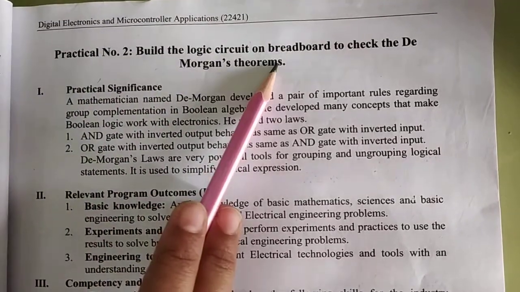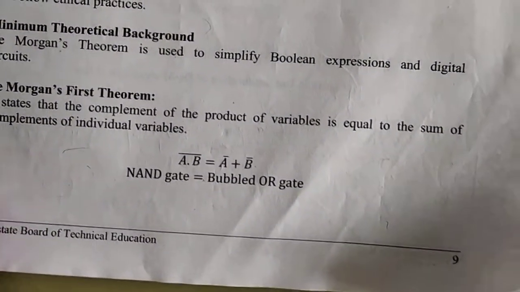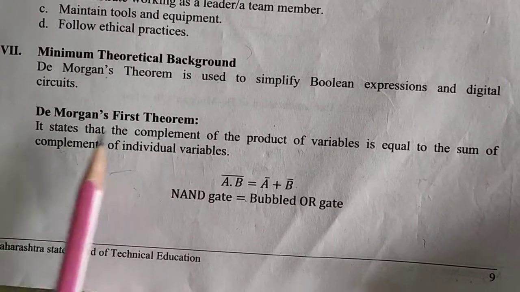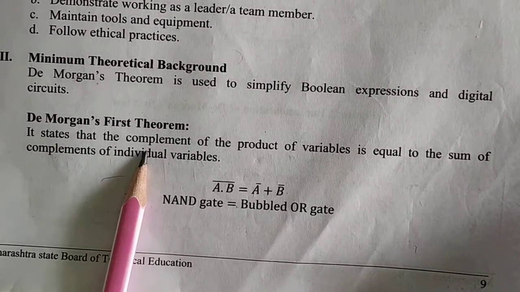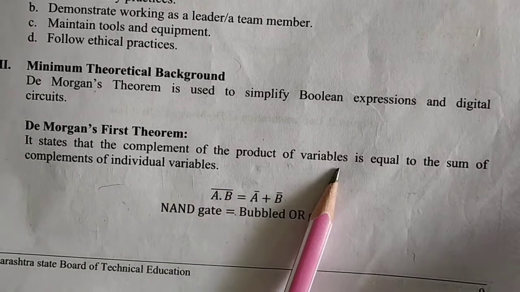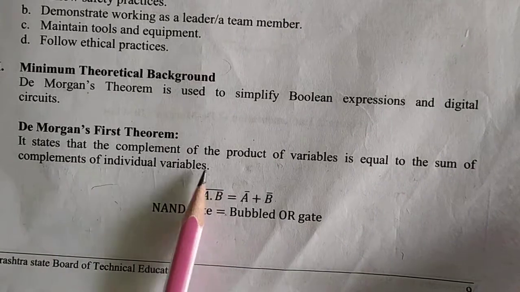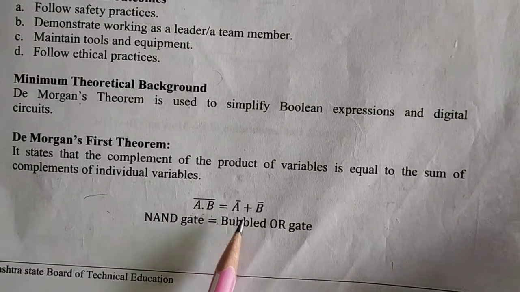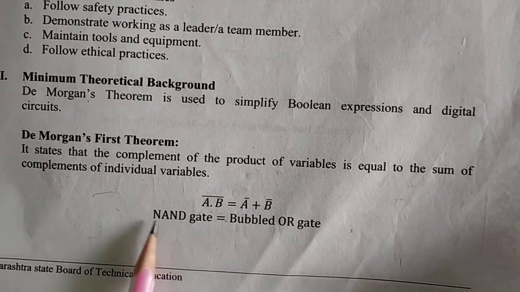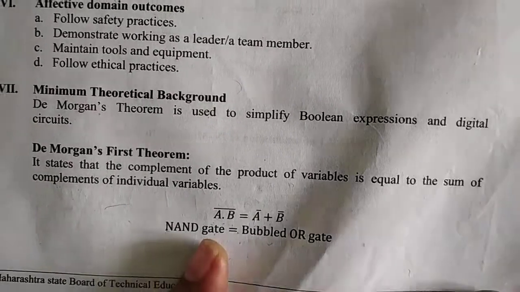Build the logic circuit on a breadboard to check De Morgan's theorem. First, De Morgan's theorem. There are two theorems. De Morgan's first theorem states that the complement of the product of the variables is equal to the sum of complements of individual variables. That is A dot B whole bar is equal to A bar plus B bar. So the NAND gate is equal to the bubbled OR gate.